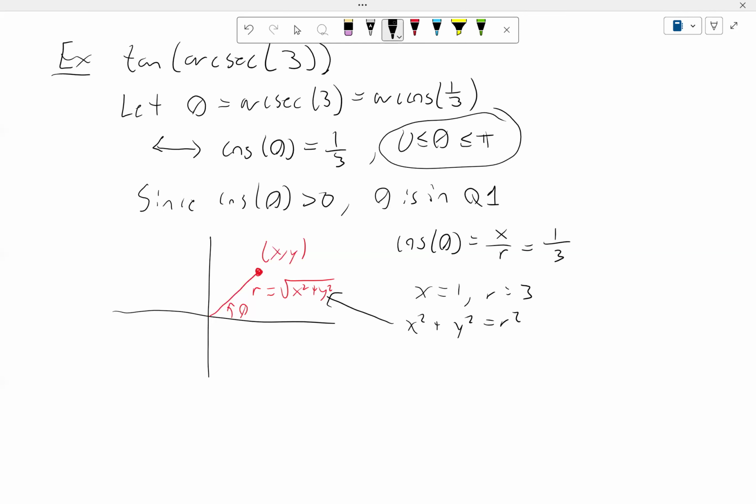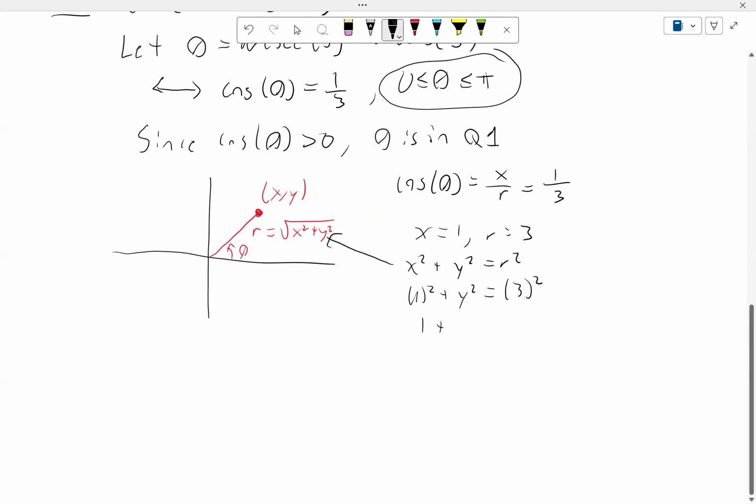So I can plug in my x value. So that's going to be 1 squared plus y squared equals 3 squared. So I'm going to get 1 plus y squared equals 9. So y squared is equal to 8, which means that y is equal to either plus or minus the square root of 8, which is 2 square root of 2. Okay. Now, since we're in quadrant 1, we know that this has to be positive 2 square root of 2.